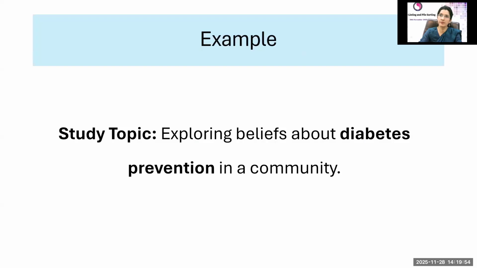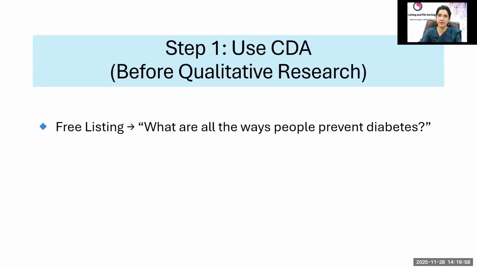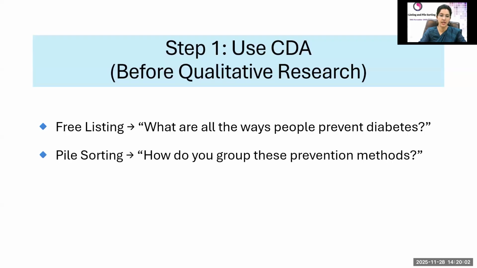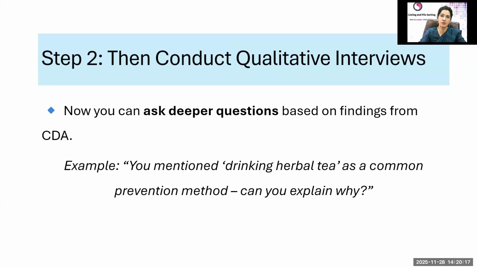If I wish to do something related to the belief regarding diabetes prevention in a community, I may start with the free listing. What are the ways people prevent diabetes? And then I could go for a pile sort, like how do we group these preventive methods? And then through MDS or cluster analysis, we may find out which beliefs are more common and interconnected. And then based on those, we can develop a questionnaire and ask deeper questions based on the findings.